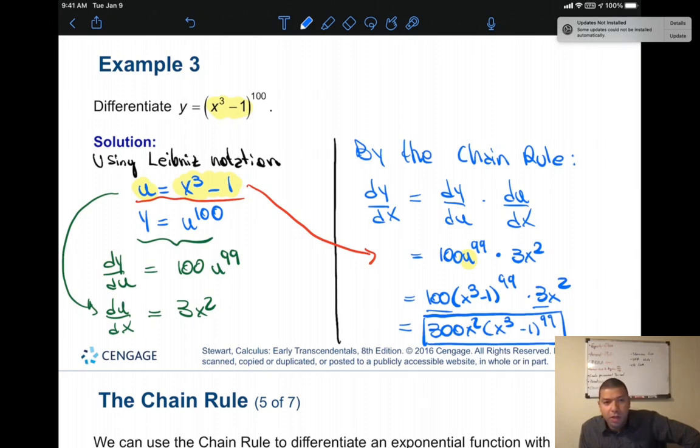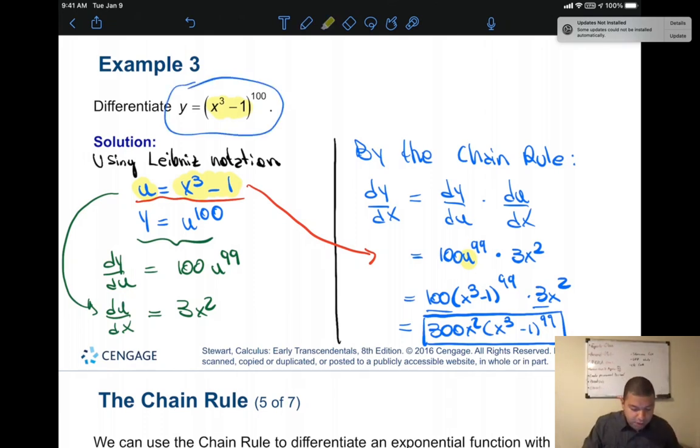So the alternative would be to actually start this and FOIL this out, but the power of 100 just makes it so impractical to FOIL it that the chain rule is basically the only way I could solve this problem. Okay, just think about it again, look at it.